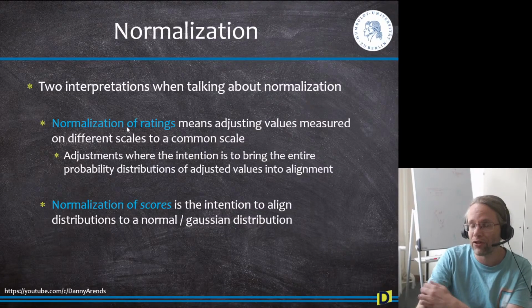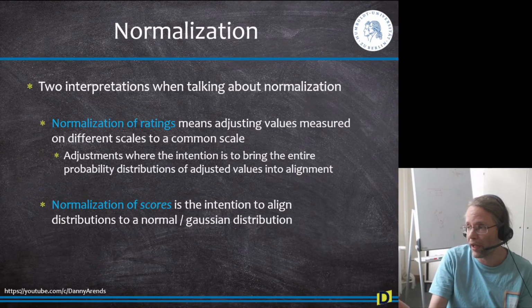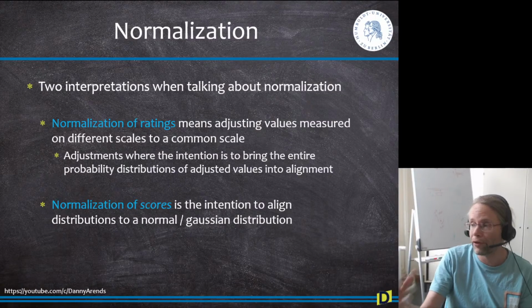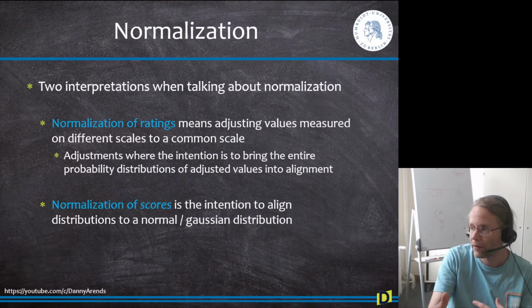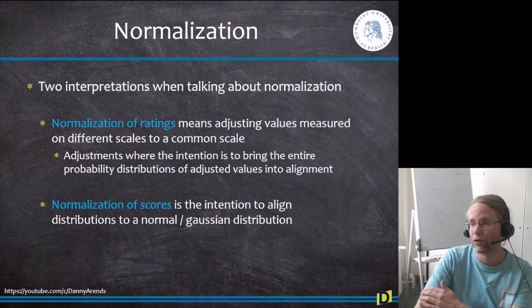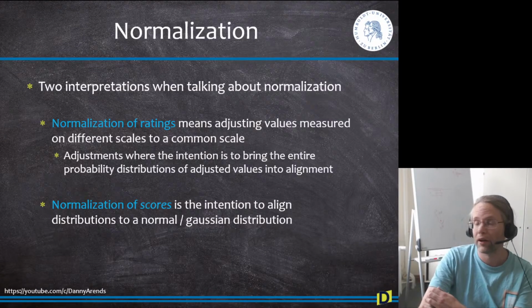Normalization of ratings does not have that issue, because for 80% of the maximum value, if you know the maximum value, you can always convert back, right? But when you normalize scores, then you're really changing your underlying distribution, which might be a step which you cannot reverse. So be aware of that.